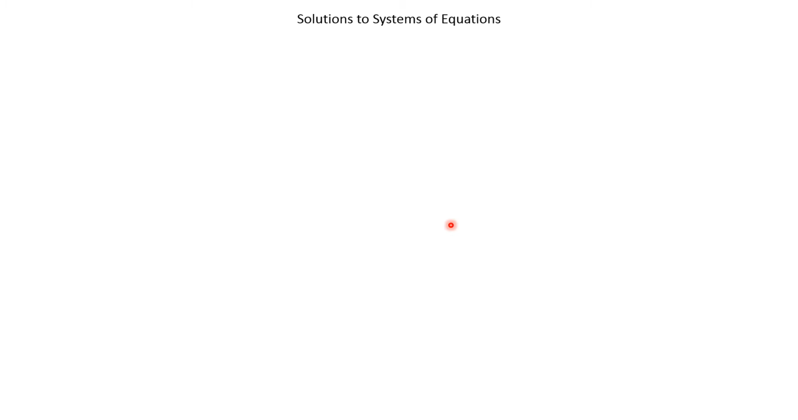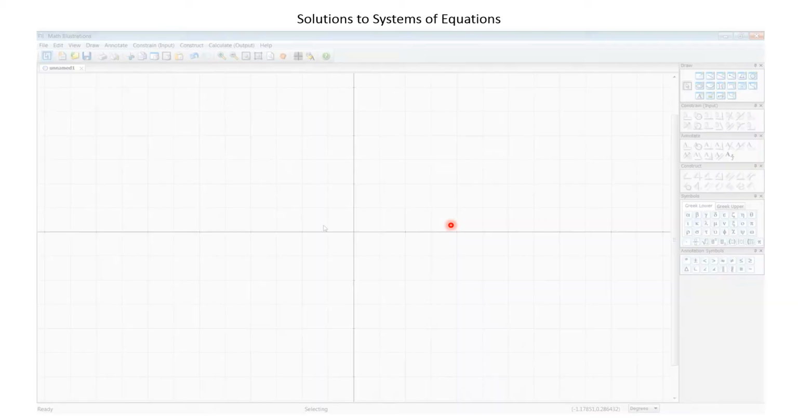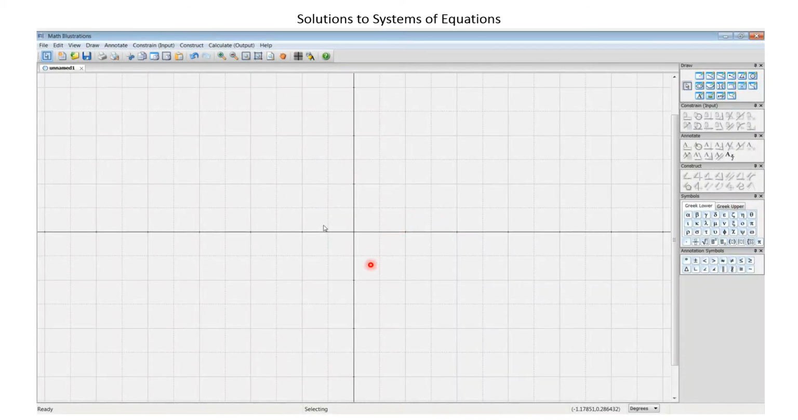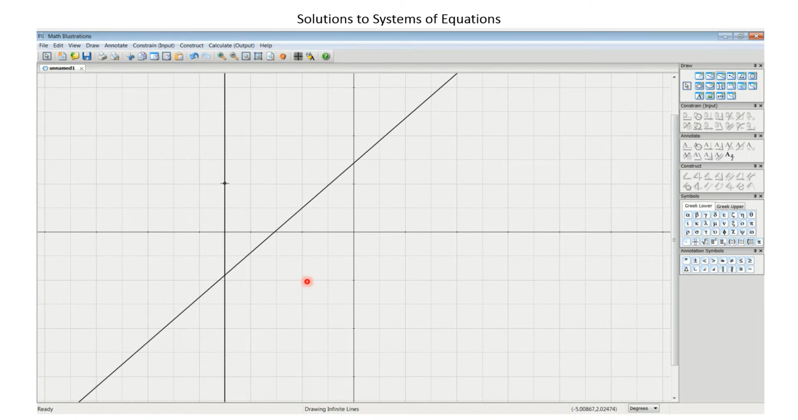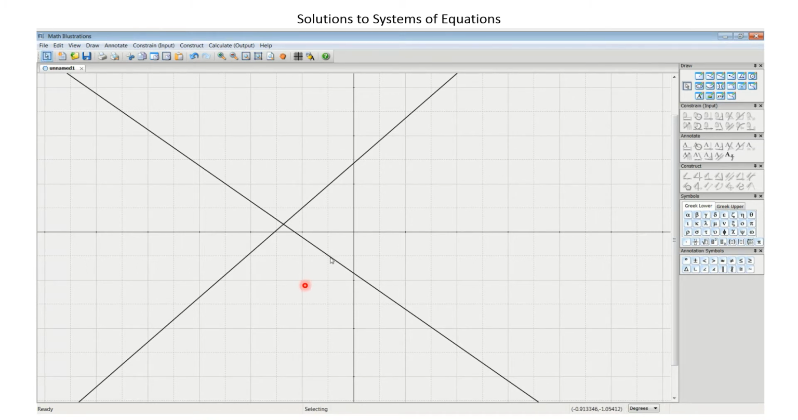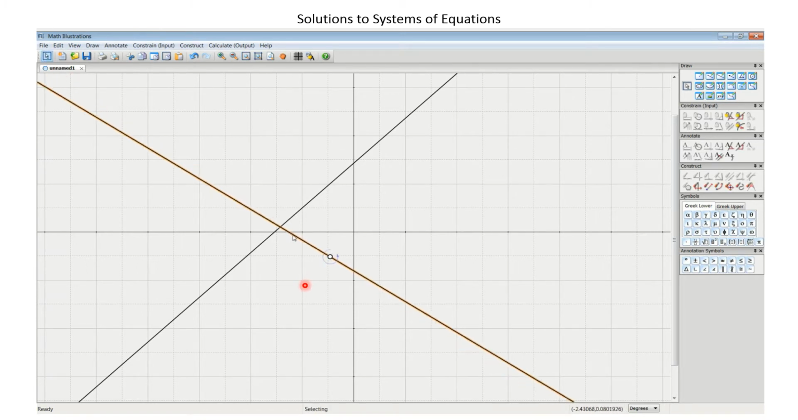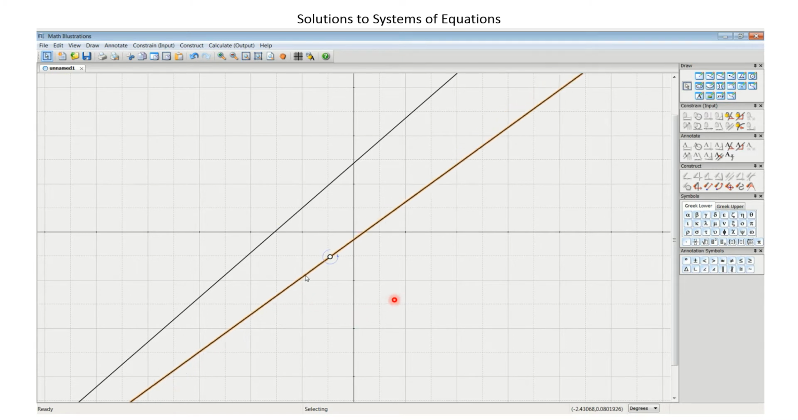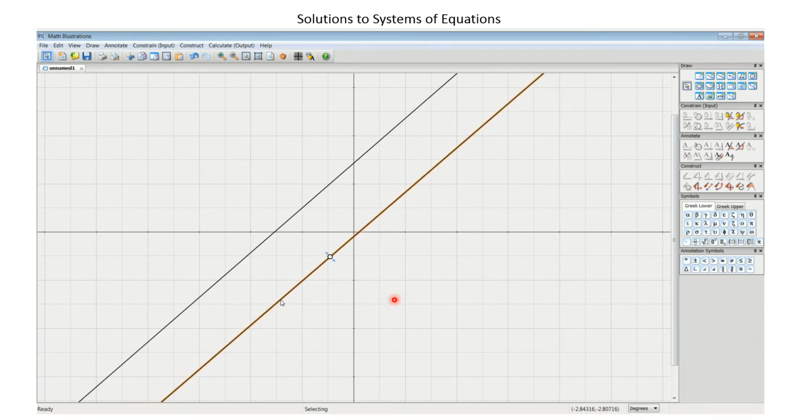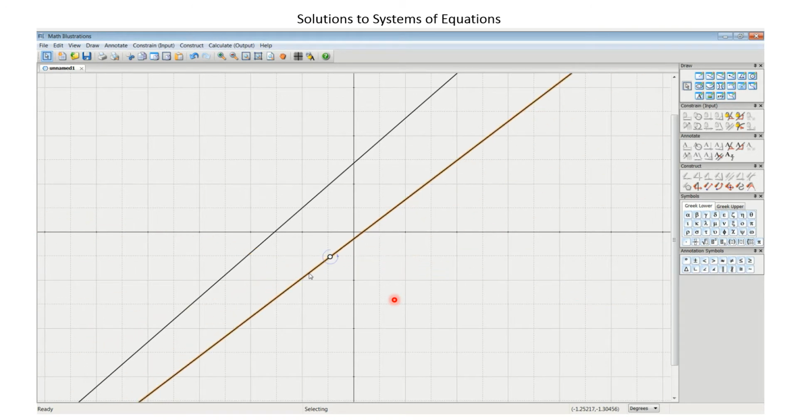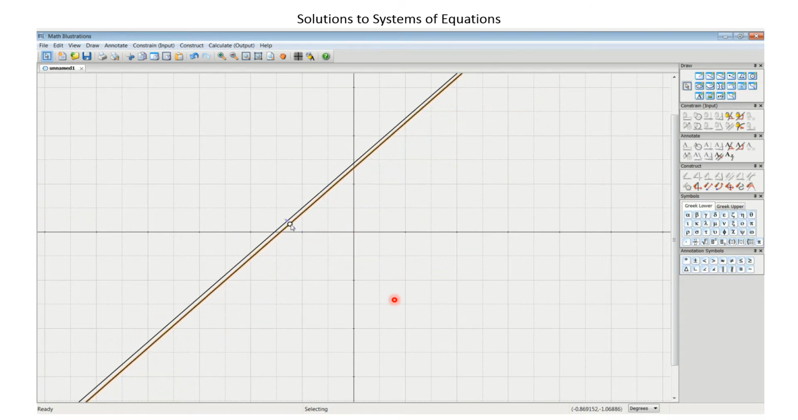We know that the solution to a system of equations is the intersection point. So let's see what can happen. With two lines, if we have two lines, they can either intersect in one place, or they could not intersect at all if they are parallel, or the third option is they could be the same line. And so if they're the same line, they intersect an infinite number of times.